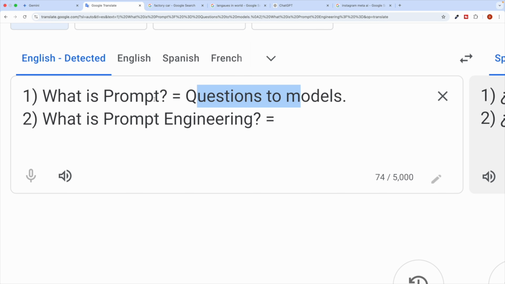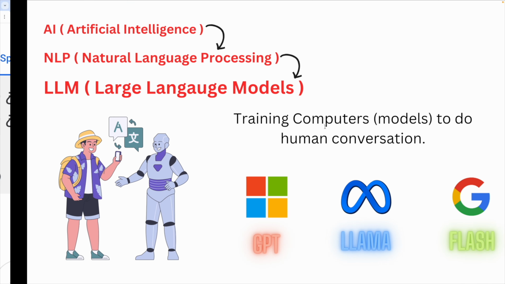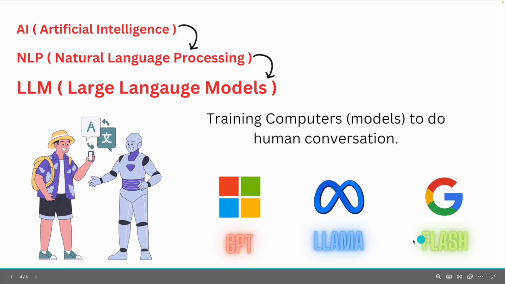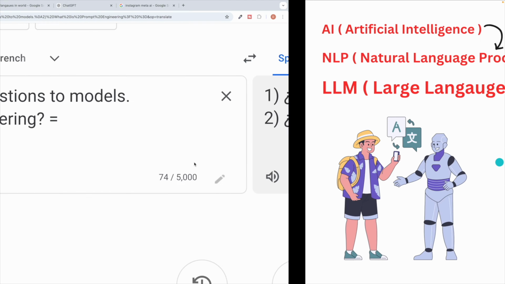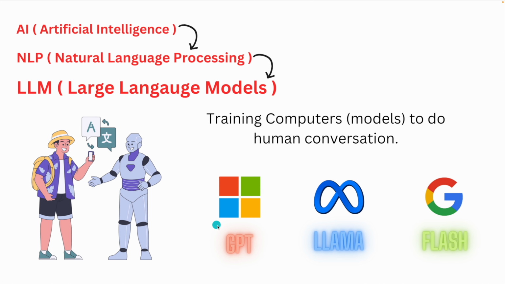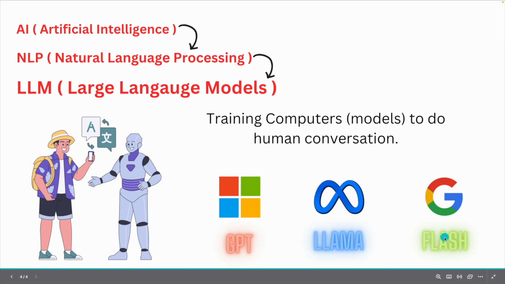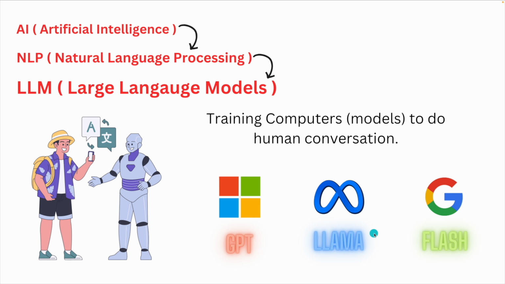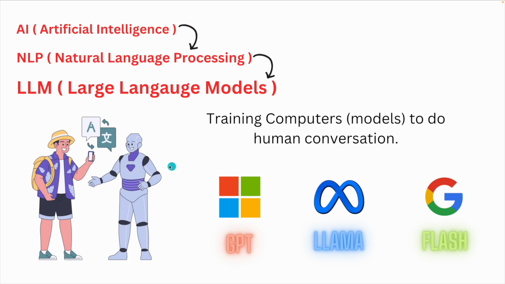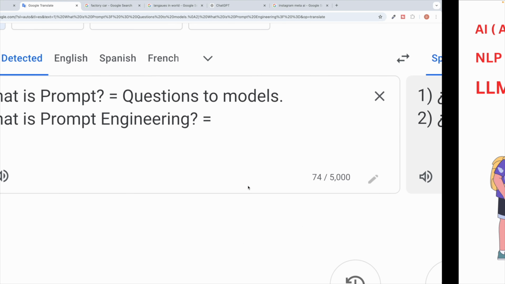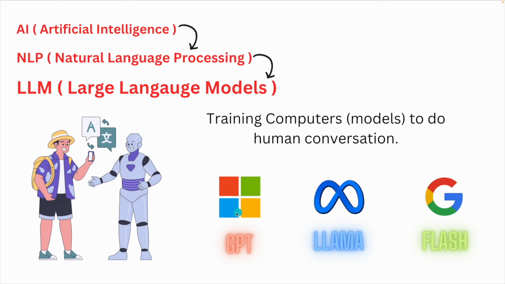So basically a prompt helps us to ask questions to the models. So these are all models, and when we ask a question to a model, that is known as a prompt. Prompt engineering teaches how to talk, or how to ask the question properly, to these models so that they can understand our human language and respond in a better way. We will talk about that later on, but all these things are related to each other. This is the reason we covered AI, NLP and LLM, and we will cover prompt and prompt engineering in more detail after some time.